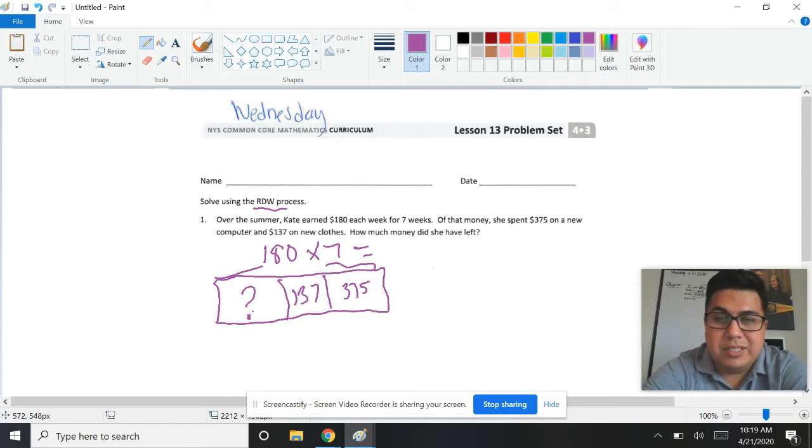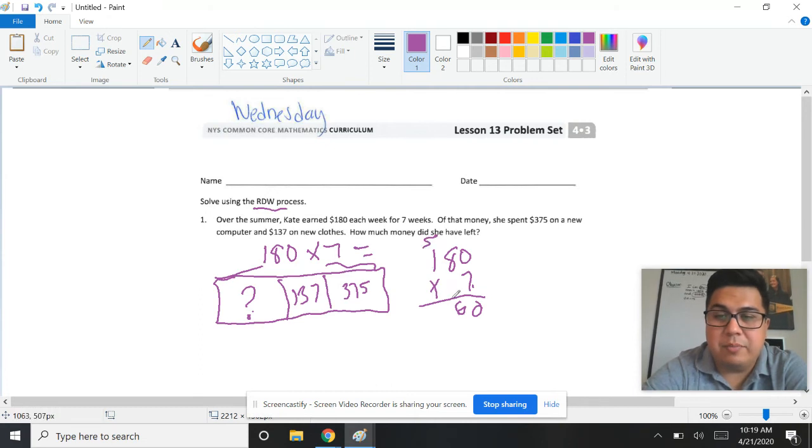So, what do we need to do? I think first we need to figure out how much money she has. So, we can do the 180 times 7. And we know that 7 times 0 is 0. 7 times 8 is 56. If you don't know what 8 times 7 is, you can skip count, or you can start by doing 8 times 5, something that you know, and add another 7 and another 7. So 2 more 7s, and that'll get you 56.